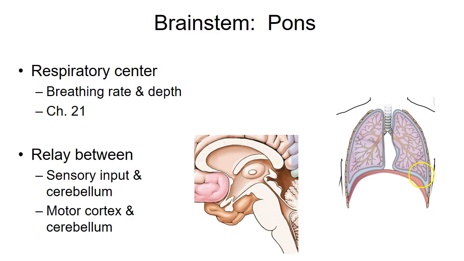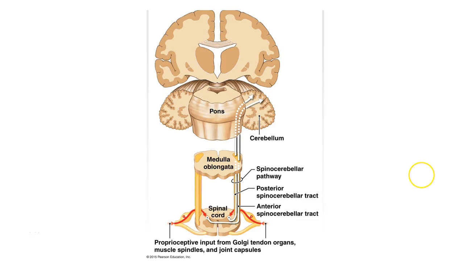So where does that integration happen? It can happen here in the pons. Okay? And so this is what we're talking about, right? So we can get sensory information that comes up and then gets routed from the pons into the cerebellum.